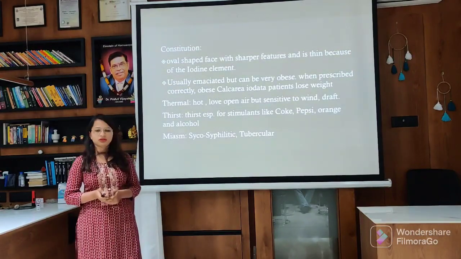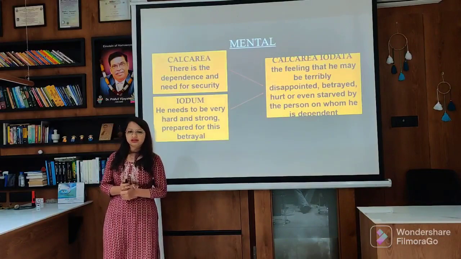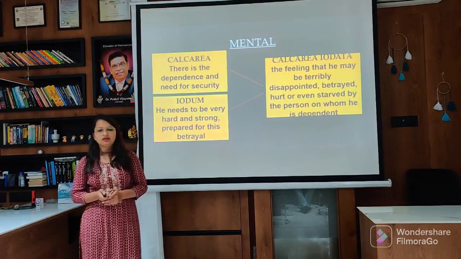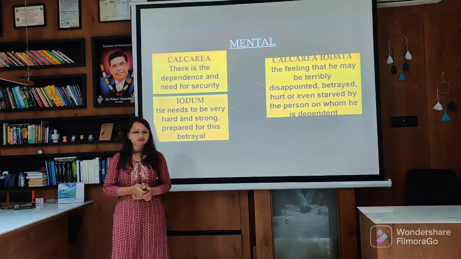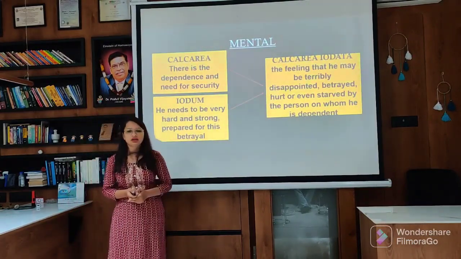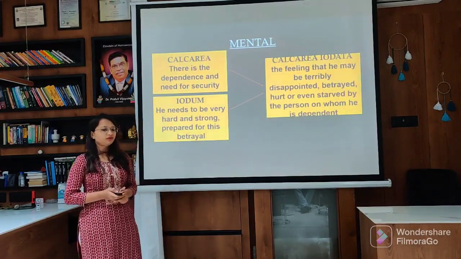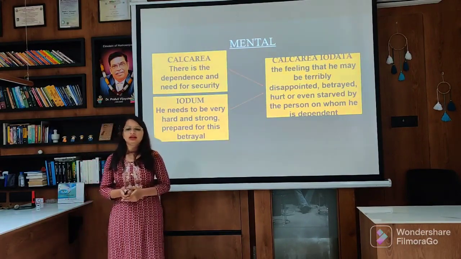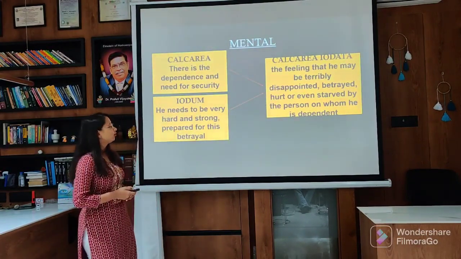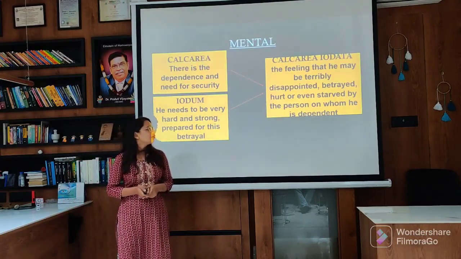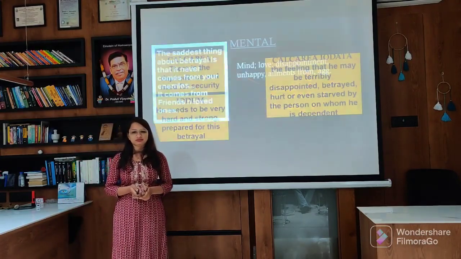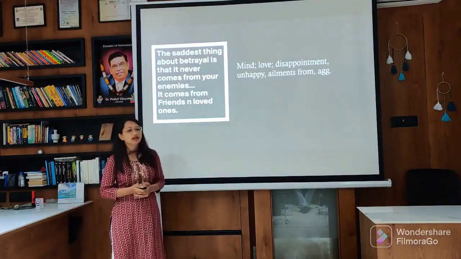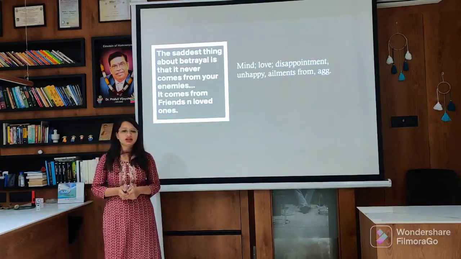Miasm: psychosomatic, tubercular. Mentally, in Calcarea there is a dependency and need for security. Iodum, as he needs to be very hard or strong, prepared for their withdrawal. So Calcarea has a feeling that he may be terribly disappointed or betrayed or hurt or even stabbed by the person whom he depended on. The feeling that the saddest thing about betrayal is that it never comes from an enemy, it comes from a friend and loved one.